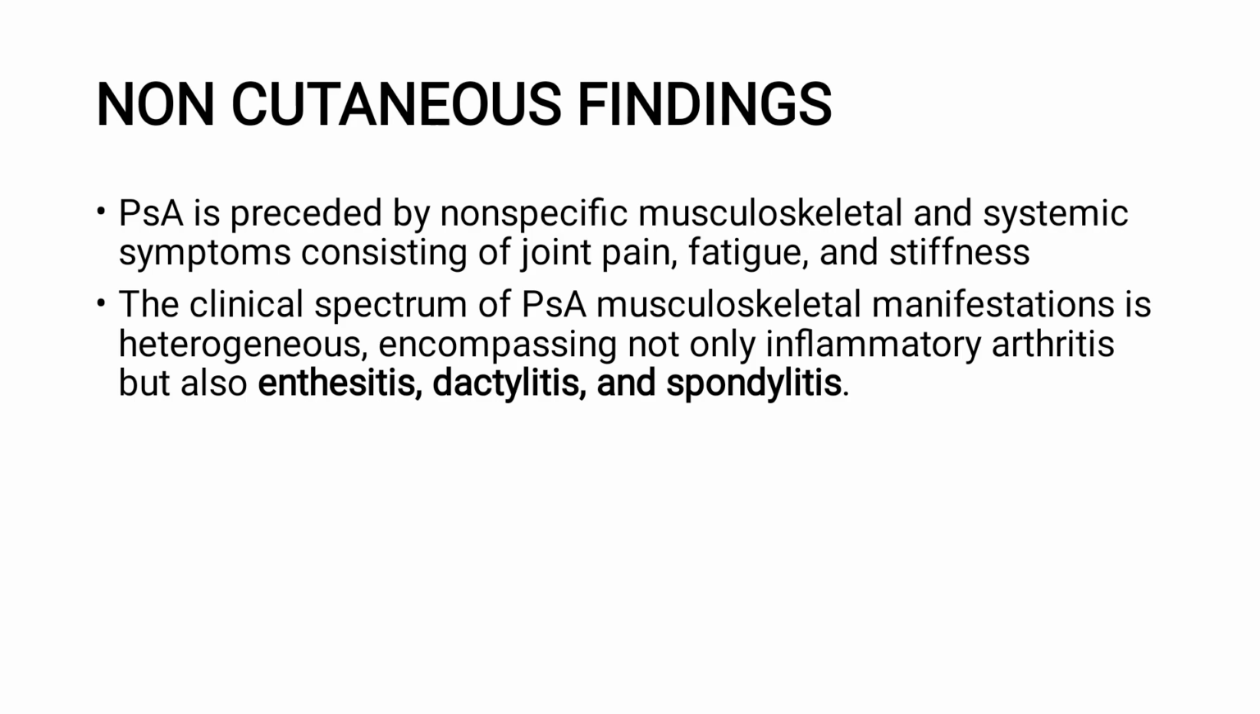Coming to non-cutaneous findings, psoriatic arthritis is preceded by non-specific musculoskeletal and systemic symptoms consisting of joint pain, fatigue, and stiffness. The clinical spectrum of psoriatic arthritis musculoskeletal manifestations is heterogeneous, encompassing not only the inflammatory arthritis but also enthesitis, dactylitis, and spondylitis.